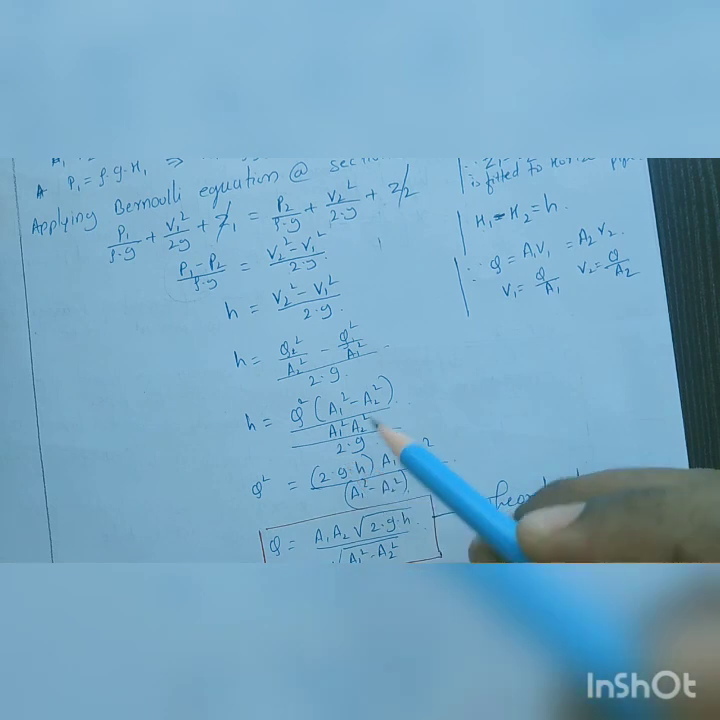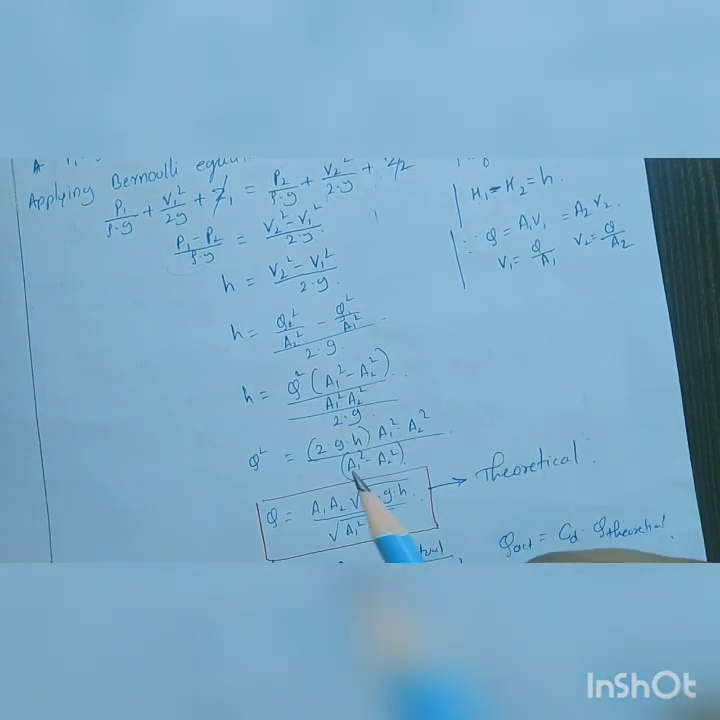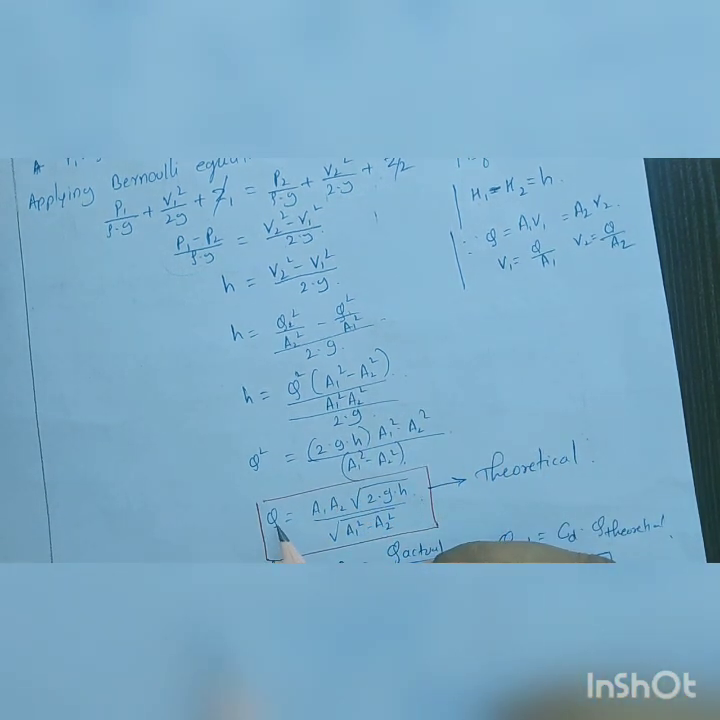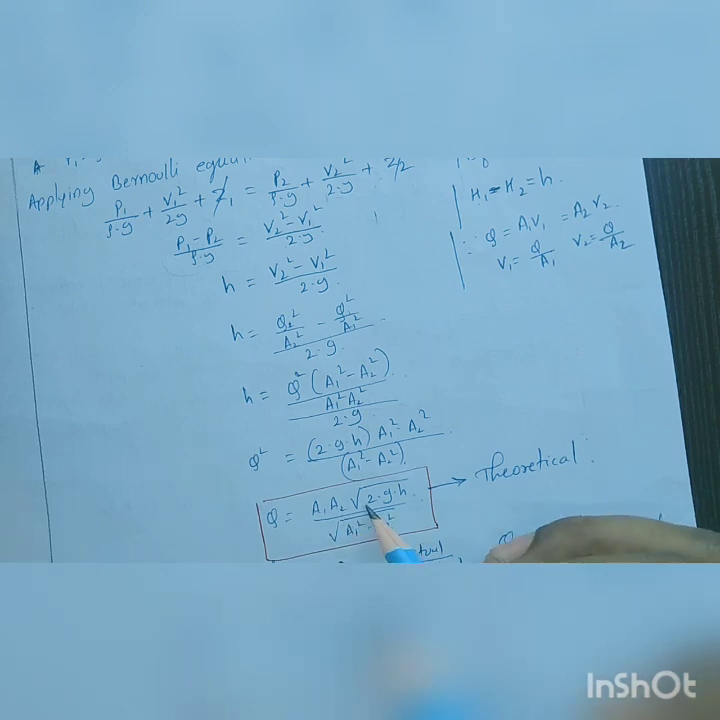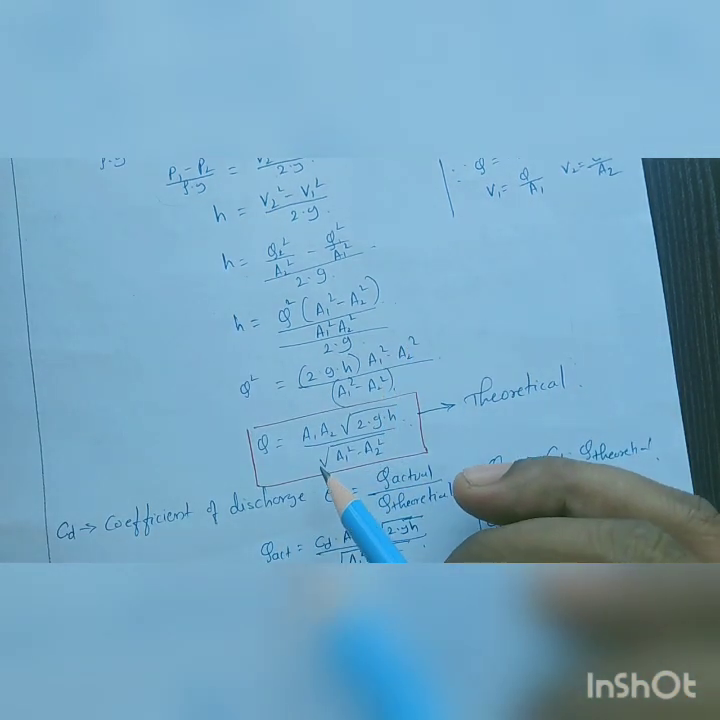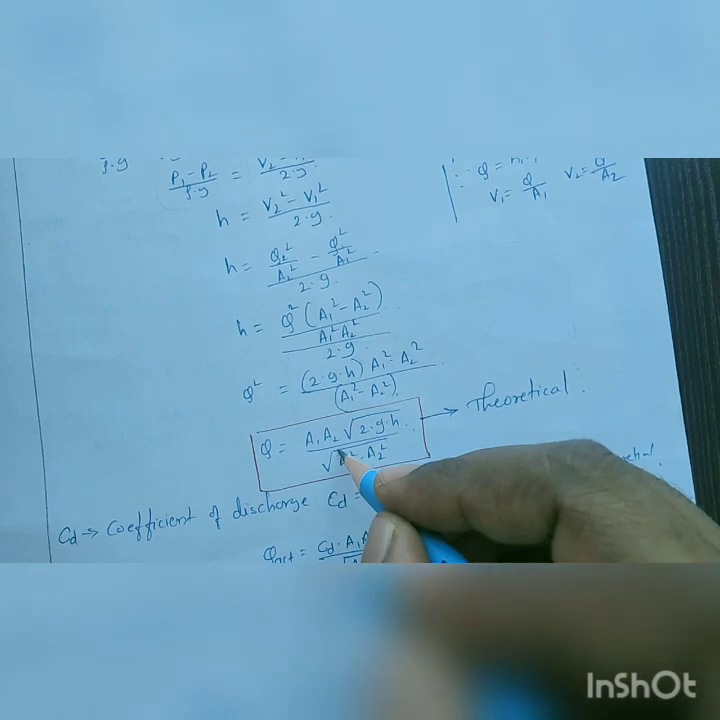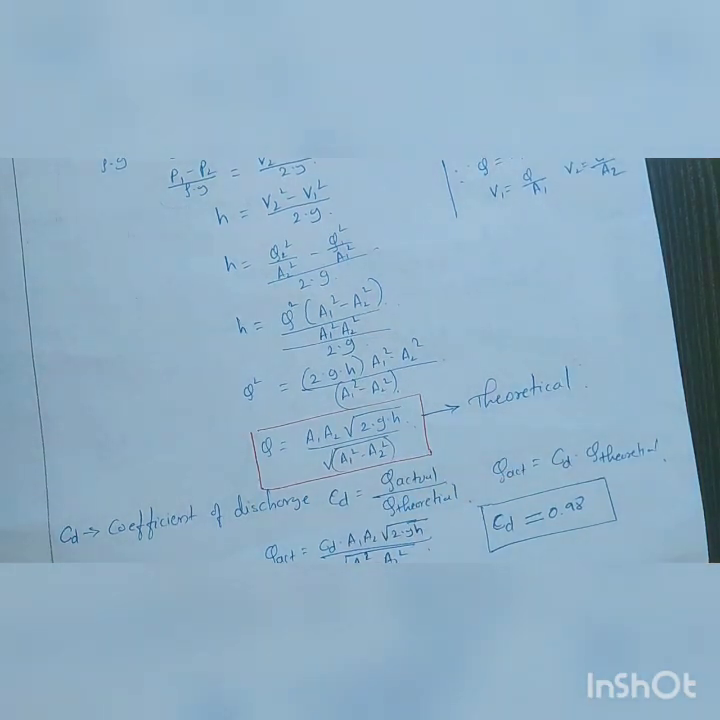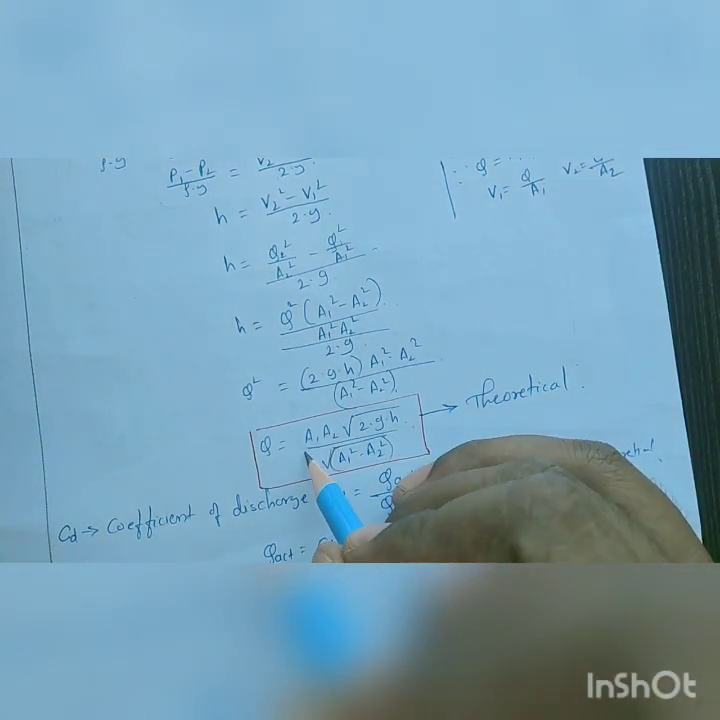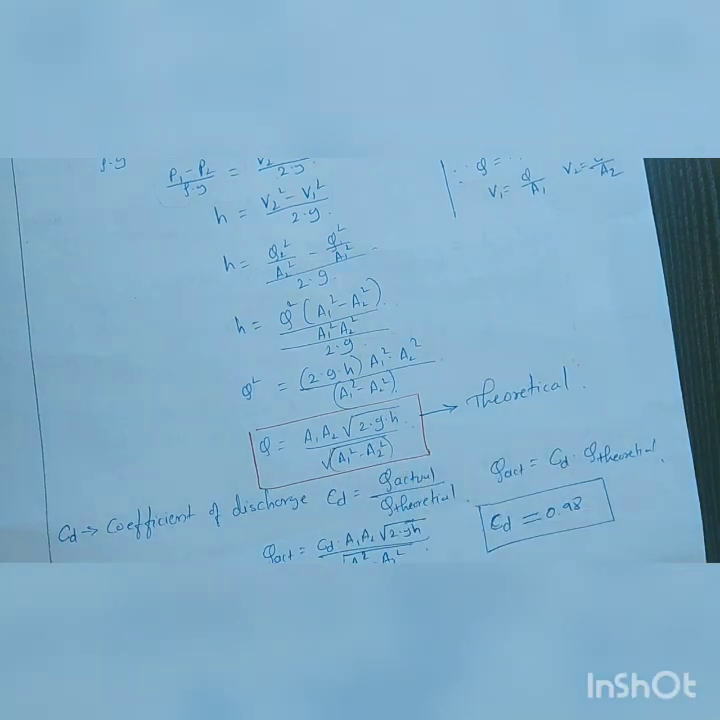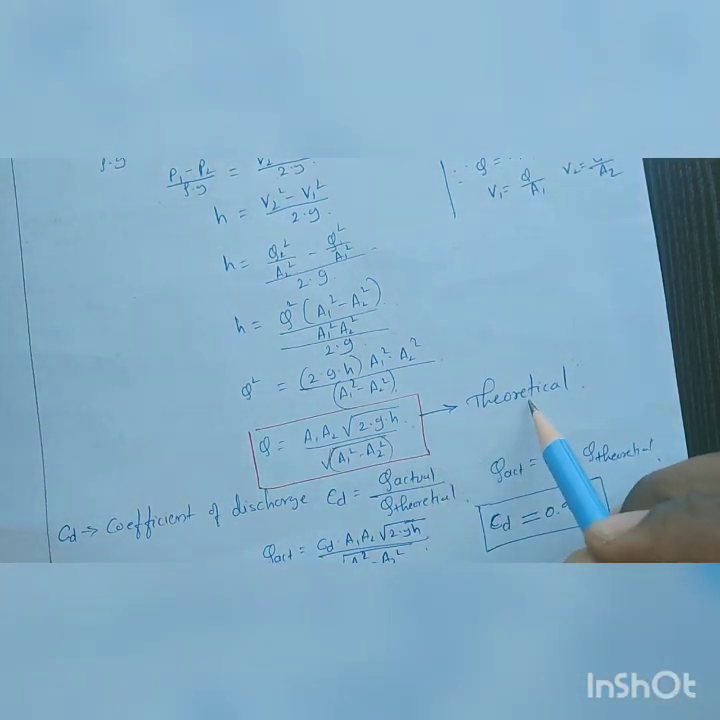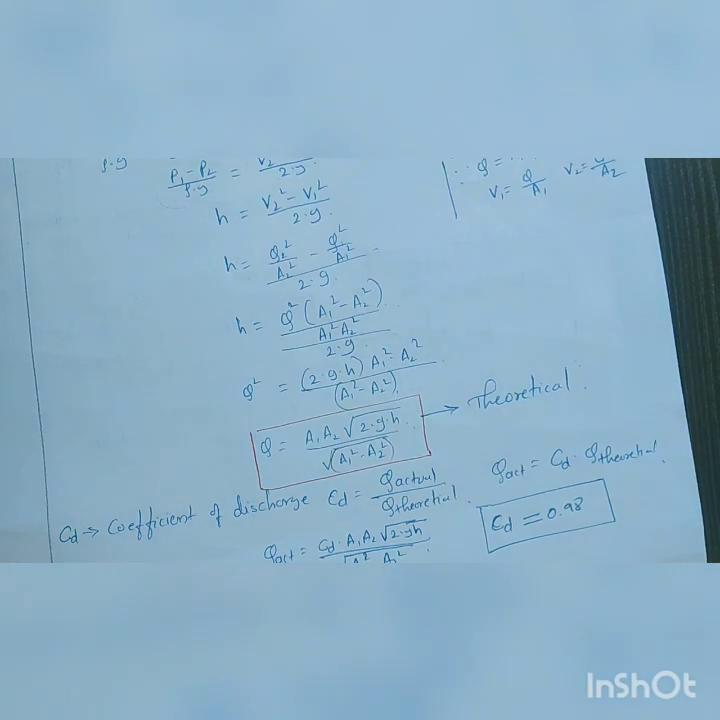When I rearrange everything, finally the expression I get is Q is equal to A1 A2 square root of 2gh divided by square root of (A1 square minus A2 square). So this is the expression for discharge. This is the theoretical expression for discharge.